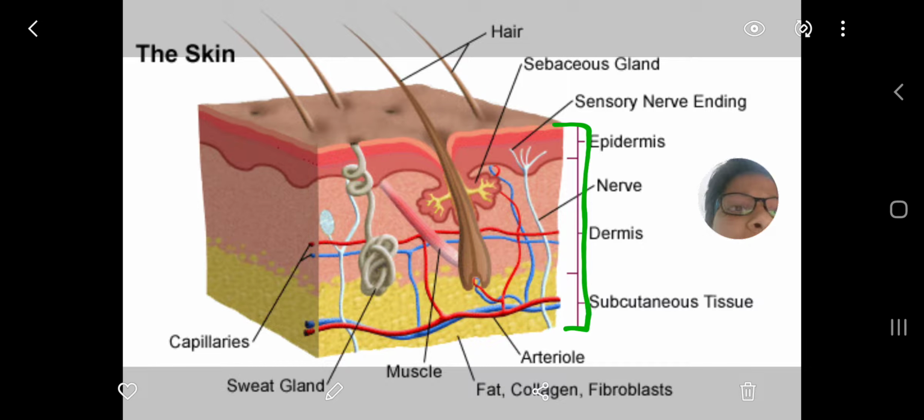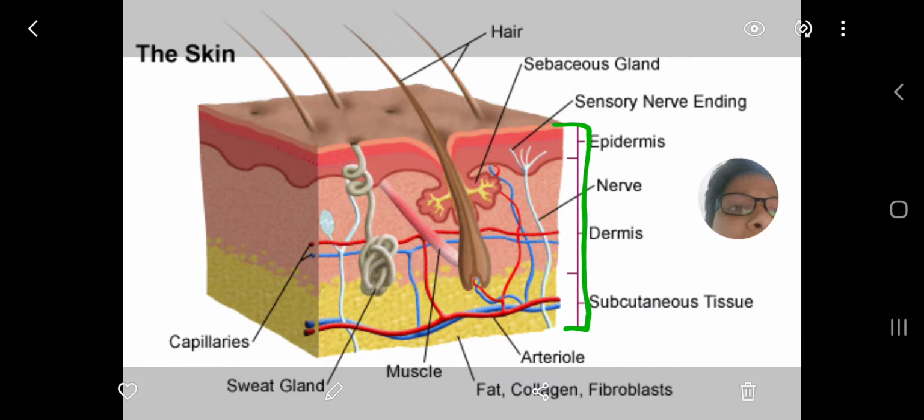Not only one, there are thousands of nerve endings present in the skin. Next is the epidermis, dermis and subcutaneous tissue. The skin is composed of three layers mainly: the epidermis, dermis, and hypodermis. So, where is the hypodermis? The hypodermis is also called subcutaneous tissue, right?